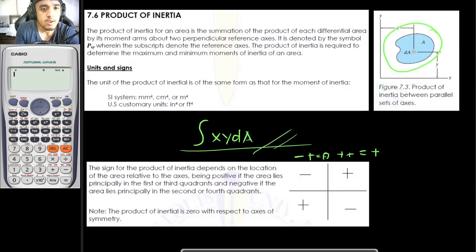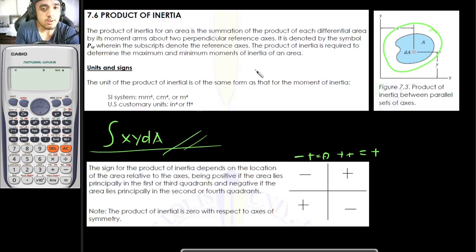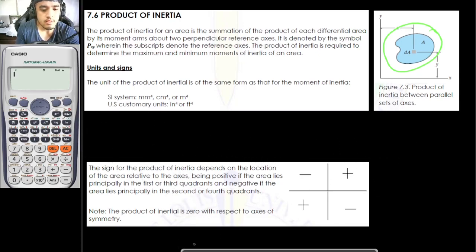And by the way guys, it is said here, so I would just be moving this first. So it is said in this part right here that it is denoted by the symbol Pxy, wherein the subscripts denote the reference axis. So once again, that is to be Pxy. And this symbol right here would depend upon the book that you are using.